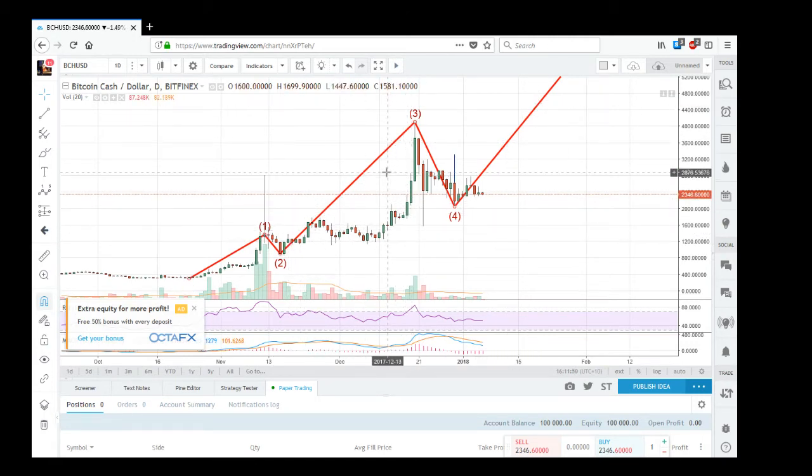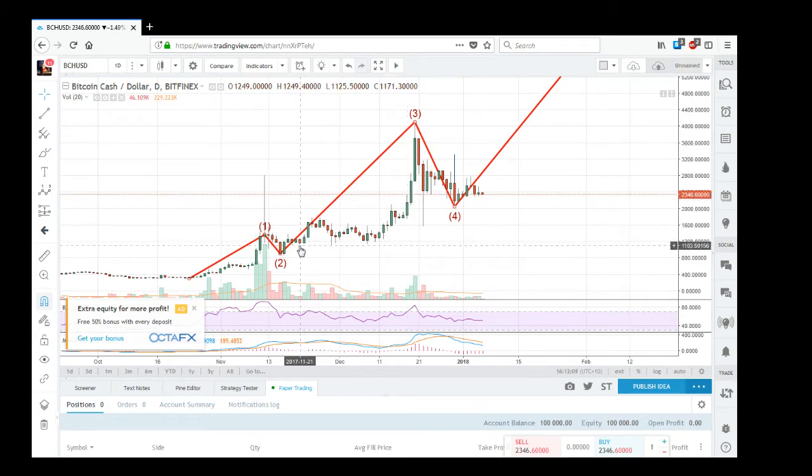Okay, so the first one, wave 4 cannot interfere with wave 1 to 2. The second rule is 3 is usually the longer, but never the shortest. It's not always the longest, but it's never the shortest.